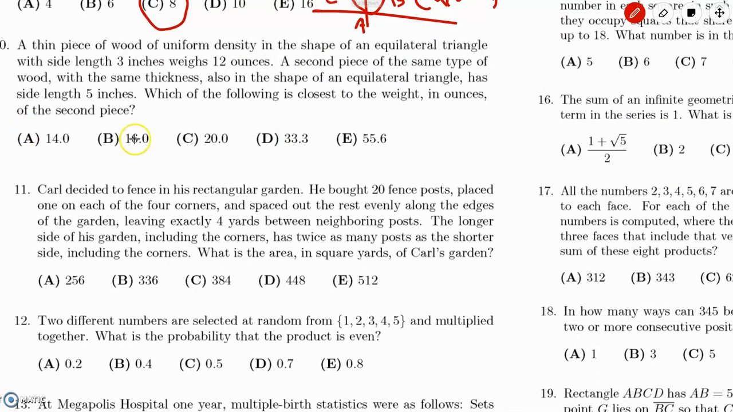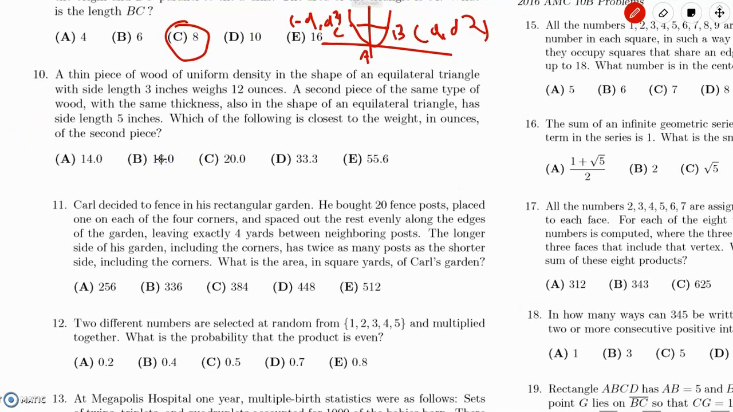Number 10. A thin piece of wood of uniform density in the shape of an equilateral triangle with side length 3 inches weighs 12 ounces. The second piece of the same type of wood with the same thickness, also in the shape of an equilateral triangle, has side length 5 inches. Which of the following is closest to the weight in ounces of the second piece?